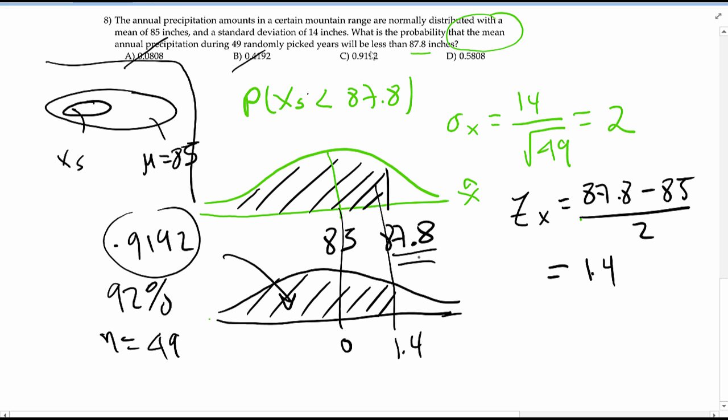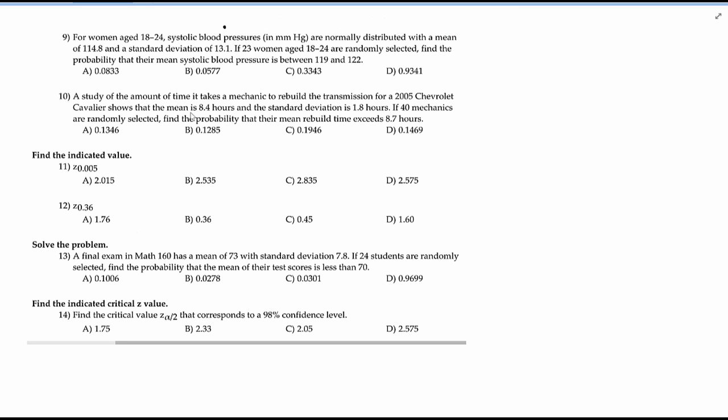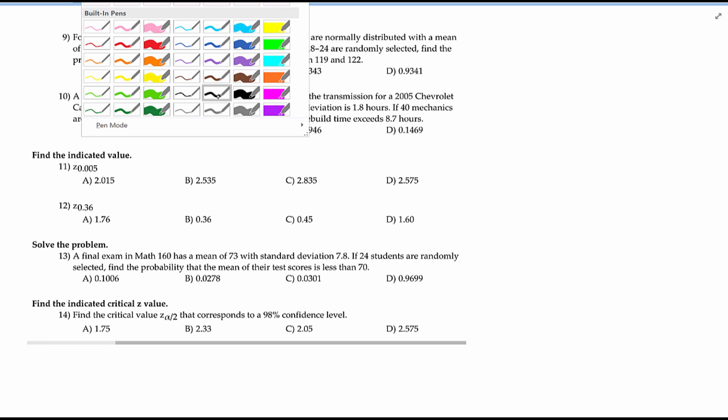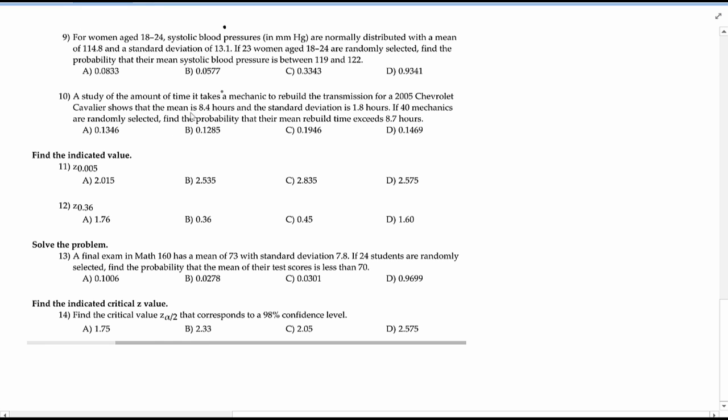That is very important for quality control, and also it's very important to test hypotheses using something called confidence intervals. All right. Okay, so let's do some more of these problems. All right, let's do problem number 9. And this says that for women aged 18 to 24, the pressure are normally distributed. Okay, so notice right here, 23.